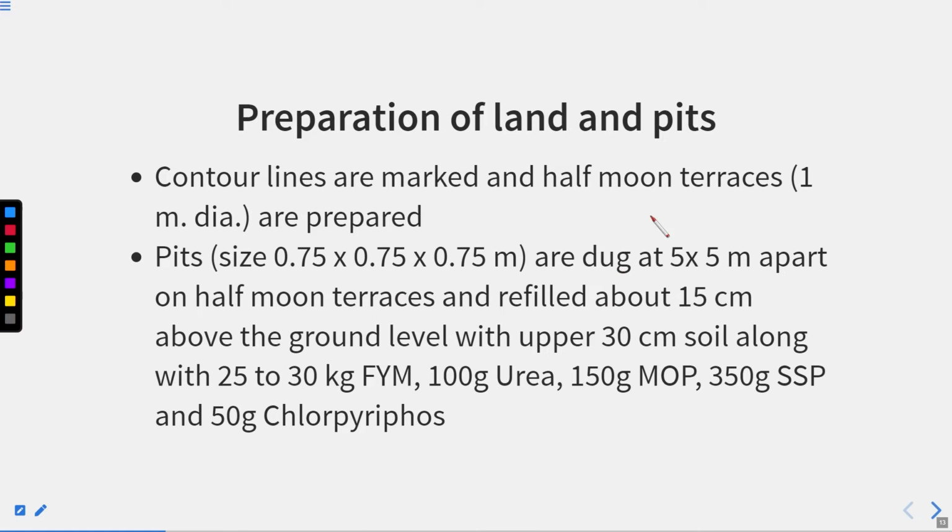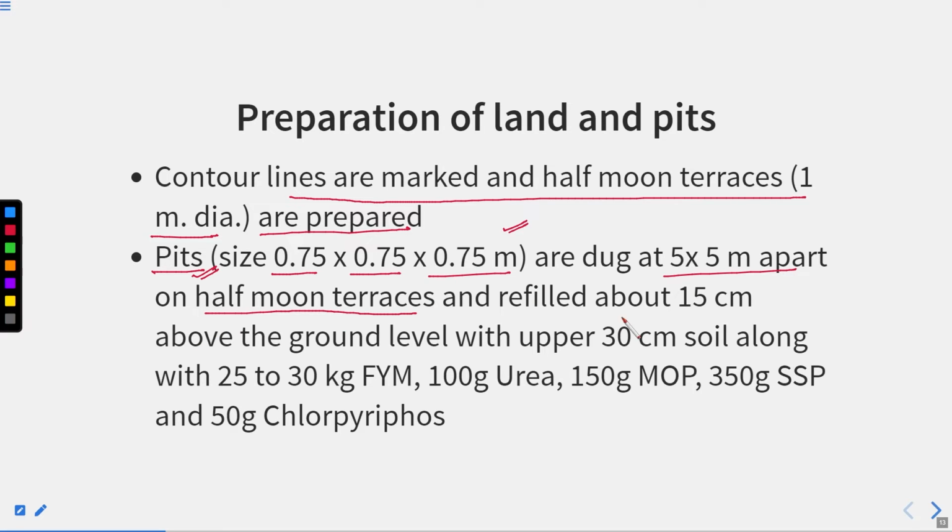Now, preparation of the land and pits. So the contour lines are marked, and half moon terraces of 1 meter diameter are prepared. So pits means digging in the land, that is around 0.75 meter. So this much digging you have to do, and the pits are dug 5 by 5 meter apart on half moon terraces, and refilled about 15 centimeter.